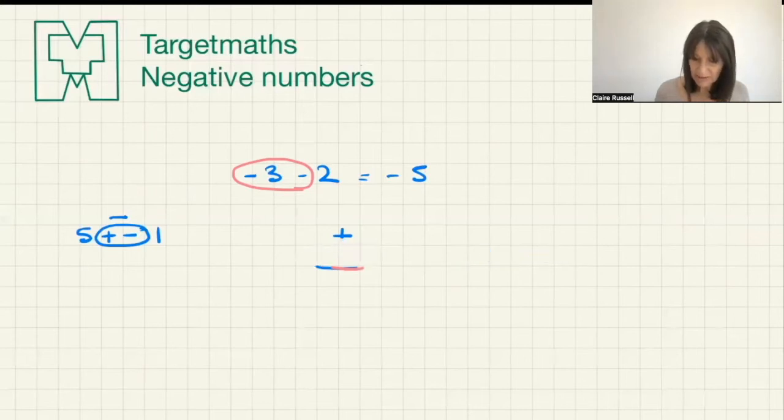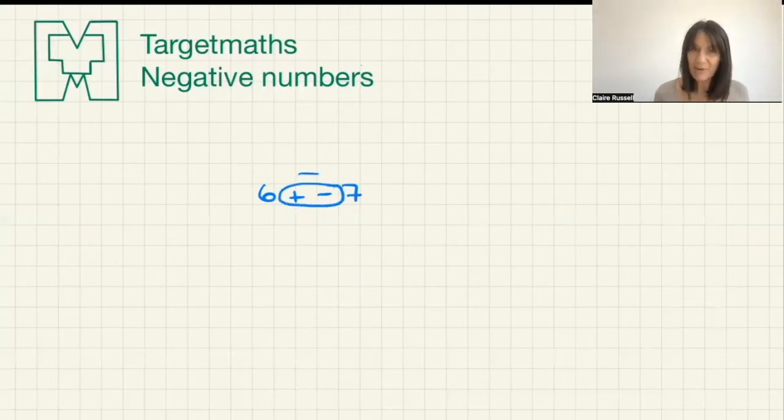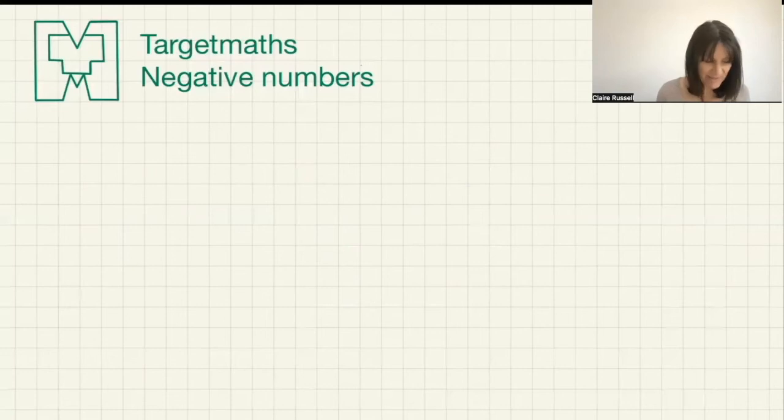I think I'll just clean the board up completely now. So have a go for me at this one. Pause and press play when you're ready. Okay, so we've got 1 negative in the question. So 6 minus 7 is -1. If that went well, well done. Let's do another one.